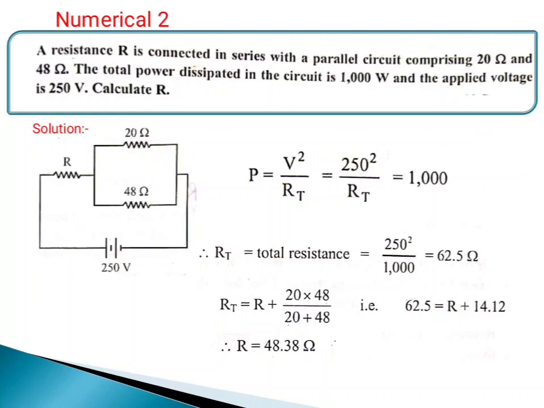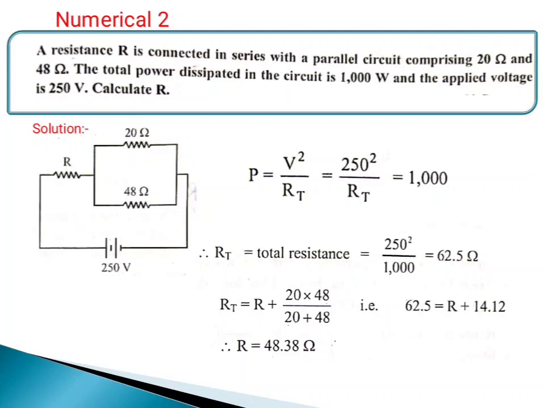So they have given the total power consumed by the circuit, P, that is V square by RT. V is given, 250 square by RT, and that is 1000 power consumed. Then we can calculate the total resistance, because they have given the total power consumed. So V square by R, that is 250 square divided by 1000. We are getting around 62.5 ohm as the total resistance of the circuit.